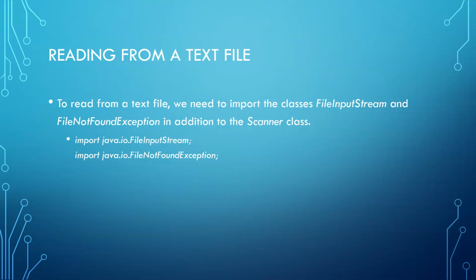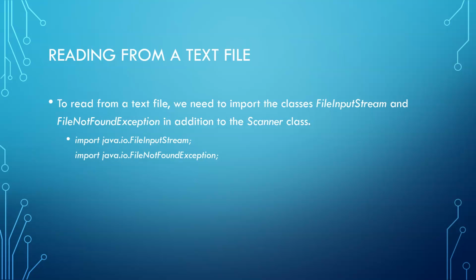To read from a text file, we need to import the classes FileInputStream and FileNotFoundException in addition to the Scanner class. So we do it the exact same way. We use import, but instead of saying import java.util.Scanner, we're going to say import java.io.FileInputStream and import java.io.FileNotFoundException. All right, we have to include both of those in order to read from the text file.